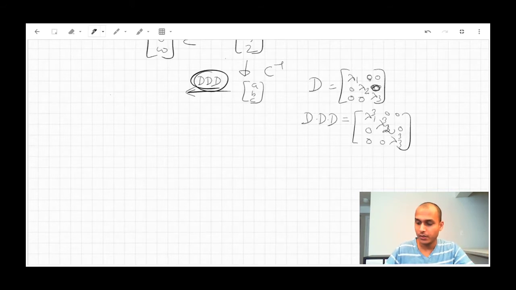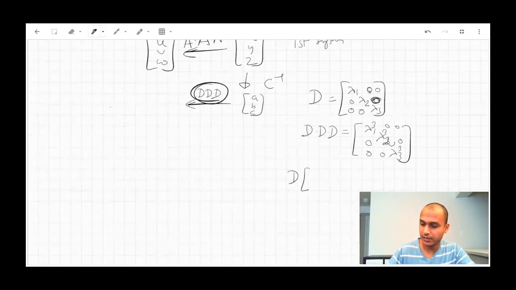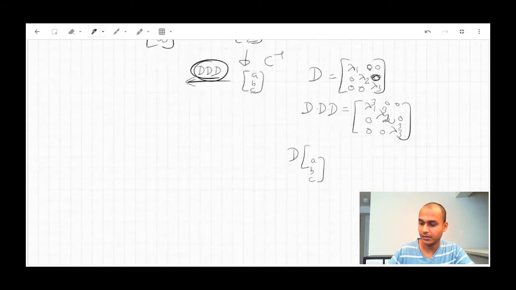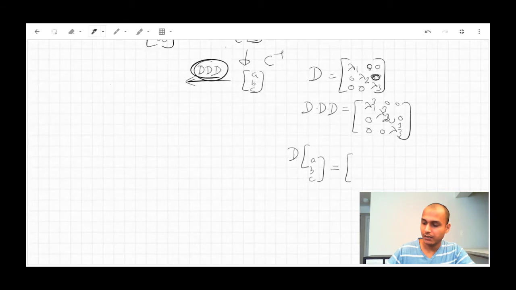So applying D thrice is just multiplying the lambdas, and in fact multiplying D with a vector such as A, B, and C is equal to lambda 1 times A, lambda 2 times B, lambda 3 times C. It's just scaling the representation.